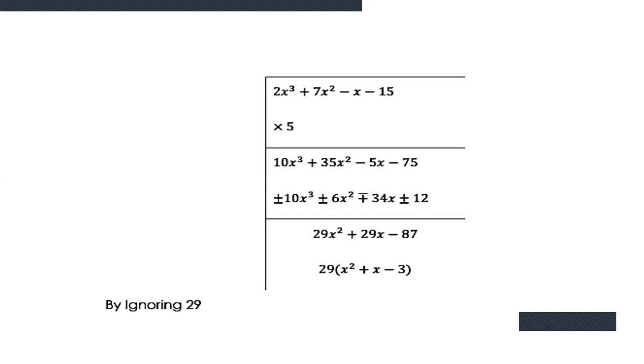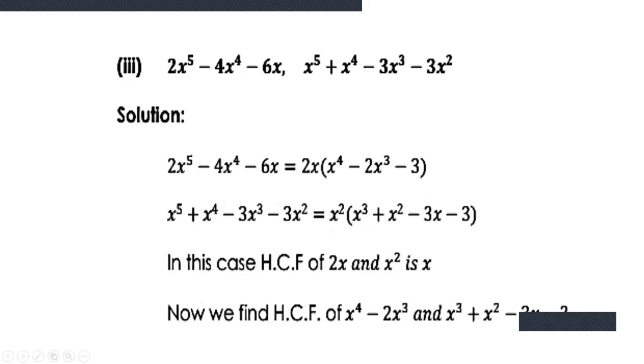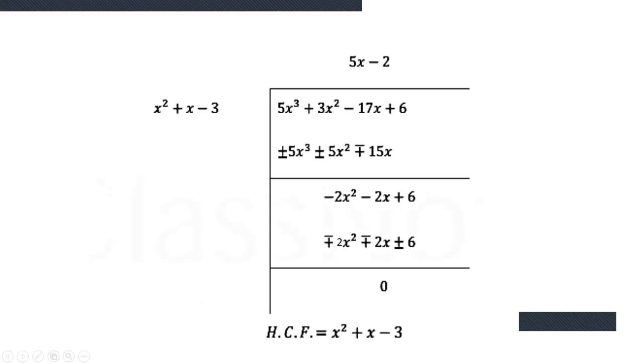If we ignore this 29, then you can also say that it is smaller as compared to 5x cube. So we put this outside, x square plus x minus 3, and we put this value inside the bracket, 5x cube plus 3x square minus 17x plus 6. Here you can see that here is x cube and x square, and here is x cube. We should multiply by x.